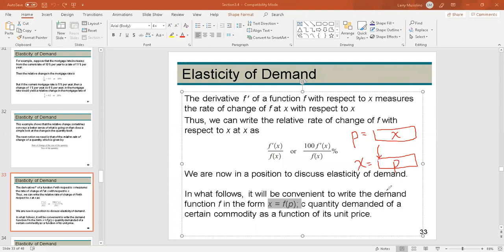You might say, well, why do we want to do that? Well, the elasticity of demand formula involves f of p. So this function, x, that we're going to come up with is going to be the f of p function that we're going to need for that formula on elasticity of demand. We'll do an example in a minute to show you how this gets set up.